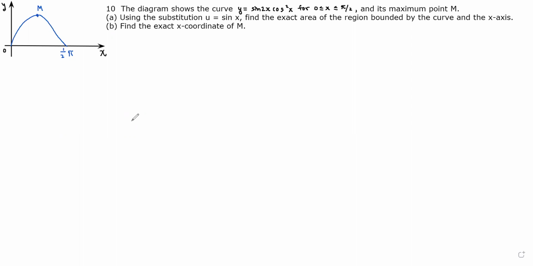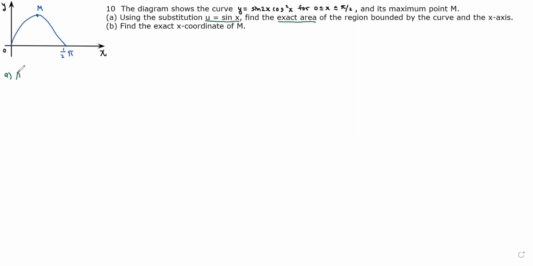Consider the curve y equals sine 2x cos square x for x between 0 and pi over 2. M is a maximum point. Part A: use the substitution u equals sine x to find the exact area of the region bounded by the curve and the x-axis. So we just need to find the area of the region under this curve.